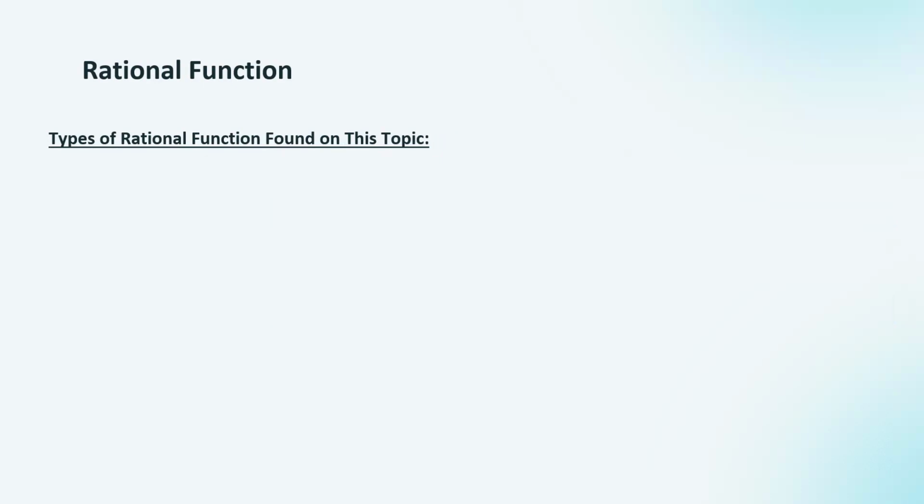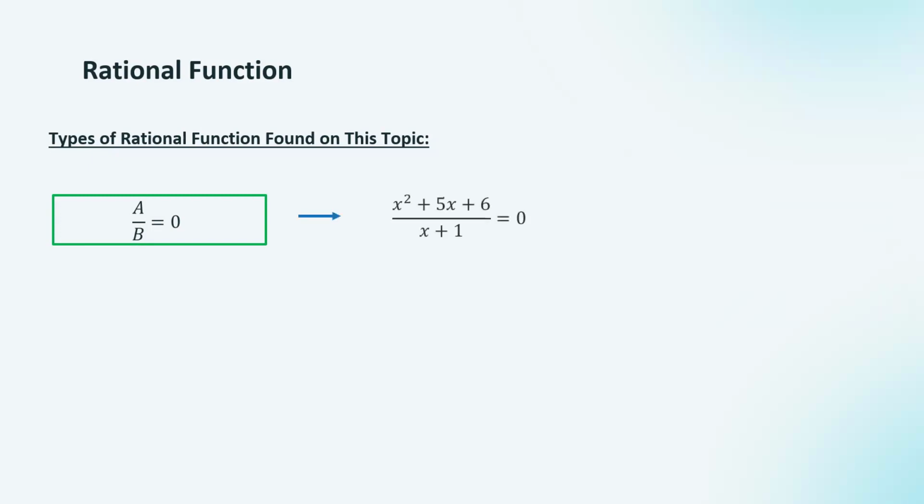So the next part that we are going to go through in this video is what we call a rational function. There will be three types of rational function found on this topic. The first one will look something like this, a over b equals 0. And the example of the function is going to look like this. It doesn't look like a quadratic equation, but we can solve this with the method that we learned before.